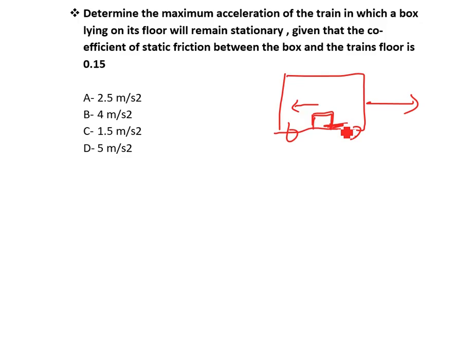So we have to find that the coefficient of static friction is given. We have to find the acceleration of the train, right? So we can say that the force of the train is equal to the frictional force. So the frictional force is mu into the normal force, which is mg. And the force of the train is ma, not g. This is mass into acceleration.